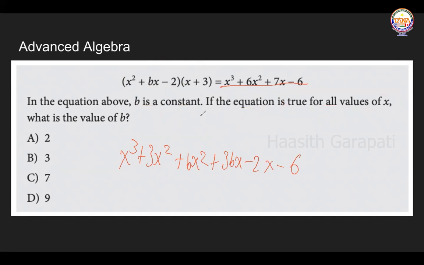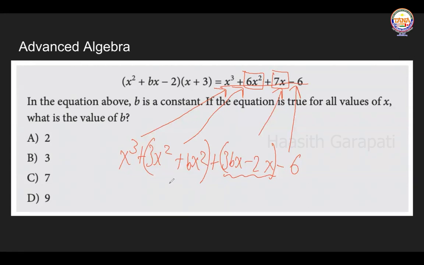There are two areas that correspond to the right side. So the x cubed, we have the x cubed there, and the minus 6, we have that over here. Now we have our x squared term and our x term. If you notice, these two terms over here, 3bx and minus 2x, are both single x terms, so they correspond to the 7x. And then these two terms over here, 3x squared plus bx squared, correspond to the 6x squared.